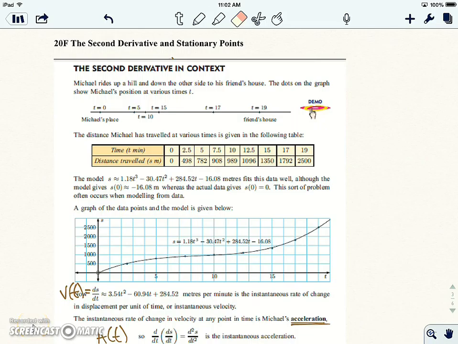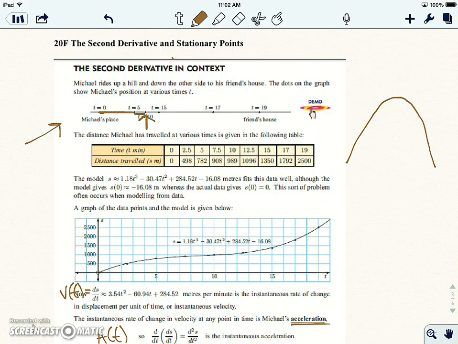The second derivative. In class, we looked at the story problem where Michael is riding his bike up a hill and then down a hill. And this graph right here shows us how far he's gone in relationship to how long he's been riding. So for the first 5 seconds, he can go a fairly large distance, but as the hill gets steeper, he goes less distance in the same amount of time.